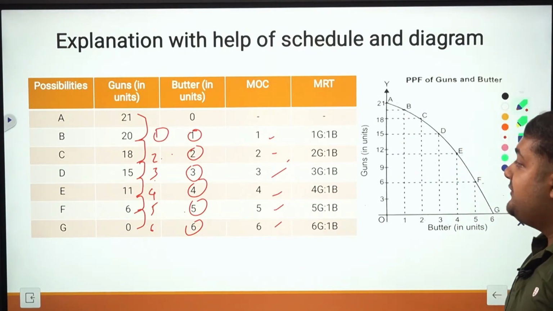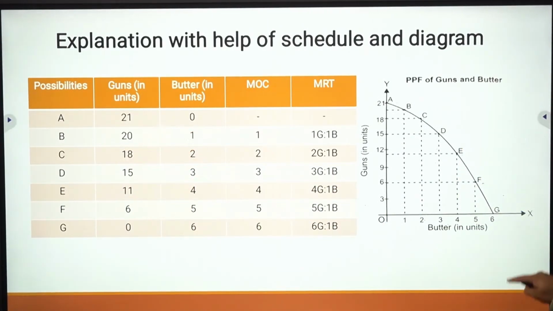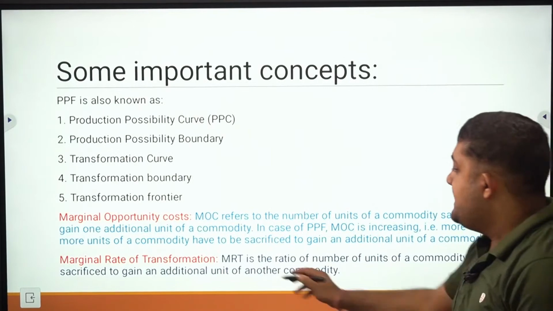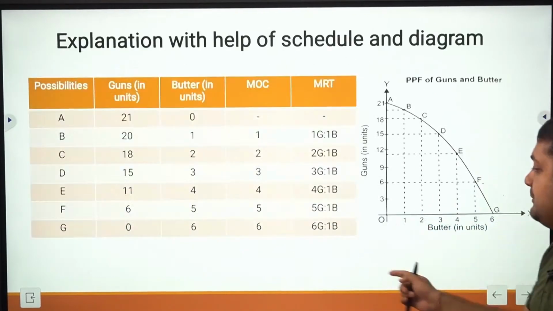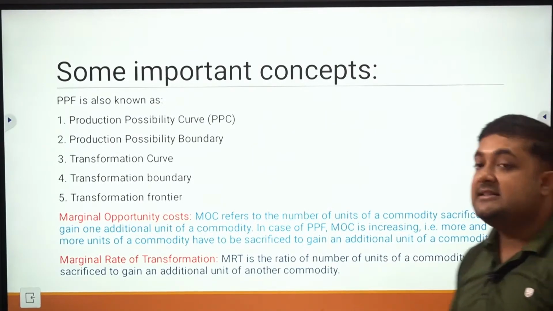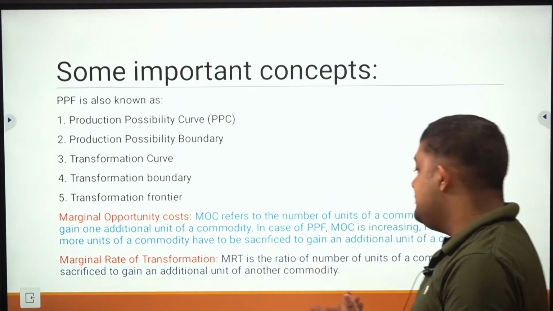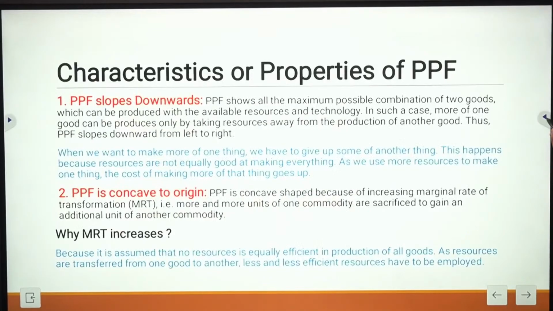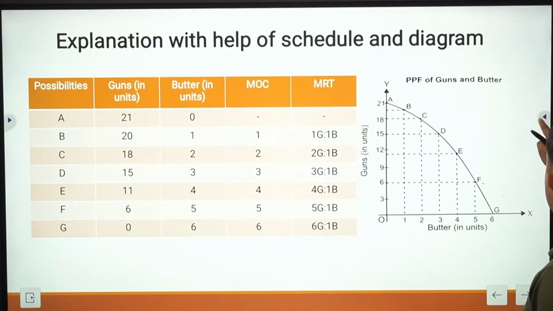Now what is the formula of MRT? MRT is the ratio of number of units of a commodity sacrificed to gain one additional unit of another commodity. So what will be our MRT here?